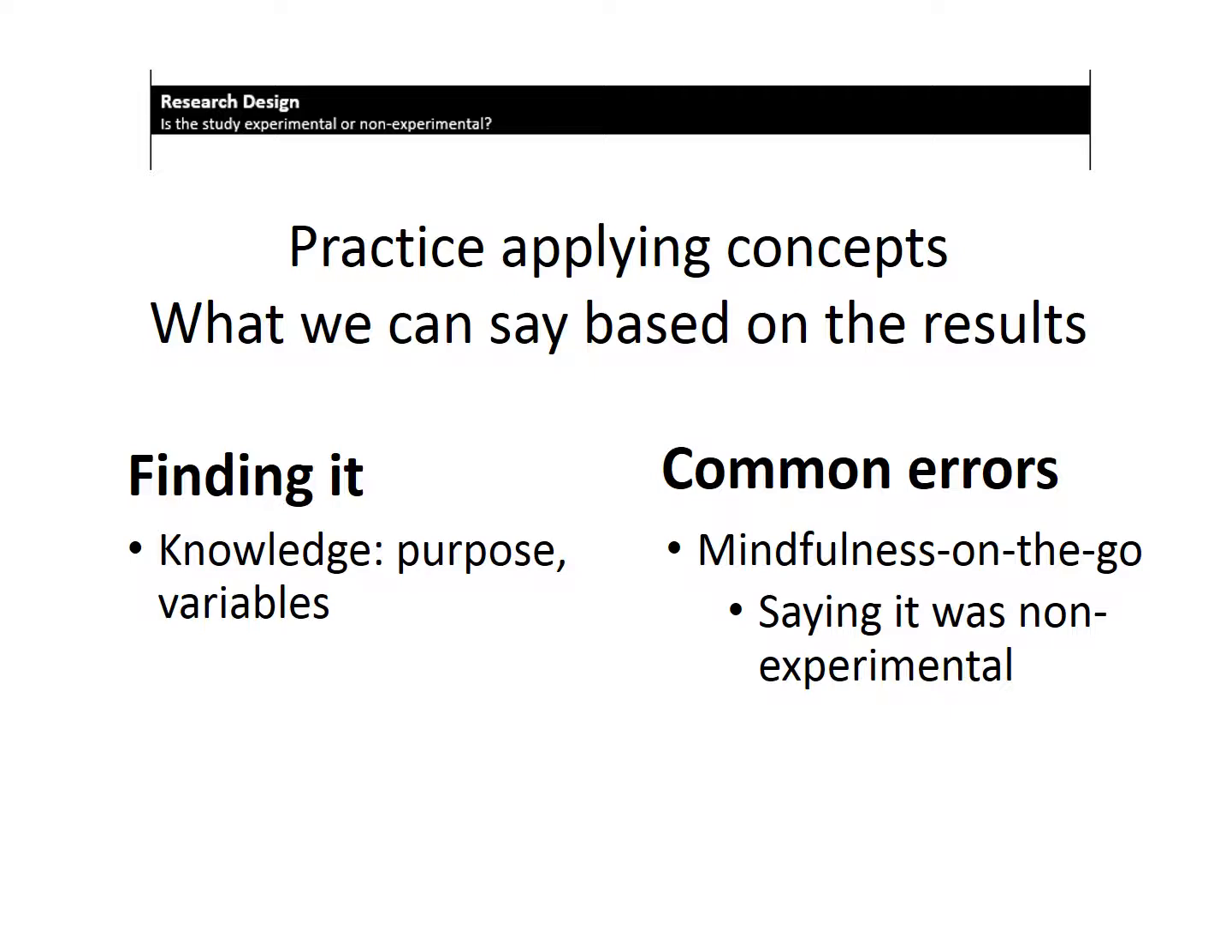The research design section also helps you apply the concepts we've learned about in the reading, and, in the process, reminds you what you can and can't say about the results. More specifically, whether we can suggest cause and effect. The information for this part of the worksheet comes from your knowledge of research designs from class, using information in the purpose and the variables. The most common error for this section was referring to the mindfulness article as non-experimental. I have a feeling that was a result of what I mentioned earlier about overlooking the manipulation.